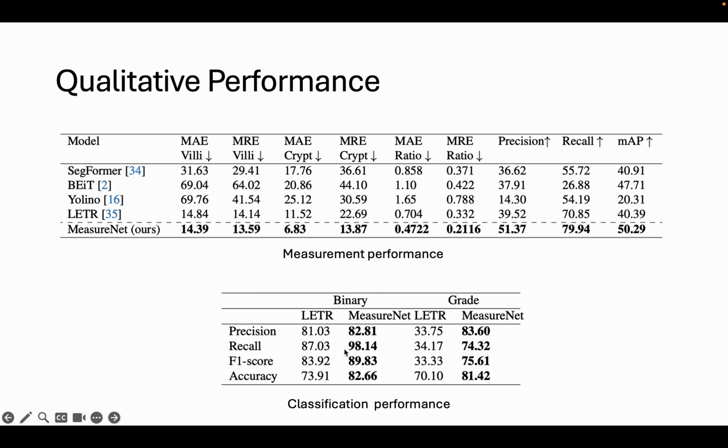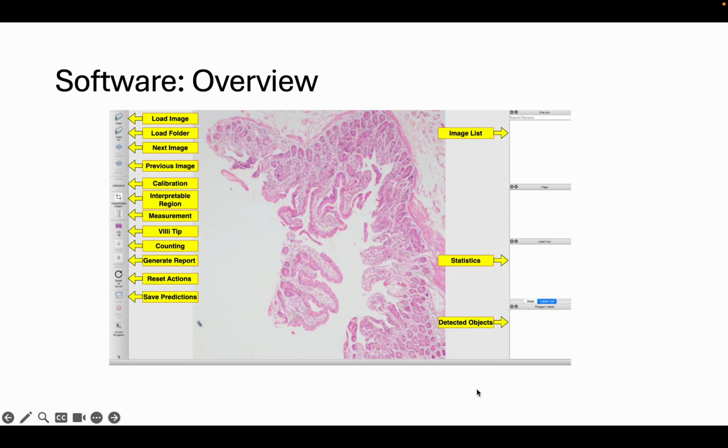We additionally compare the classification performance. We see an improvement from 81 to 82 in terms of precision, and 73 to 82 in terms of accuracy. In the grade classification, we see an improvement from 70 to 81%.